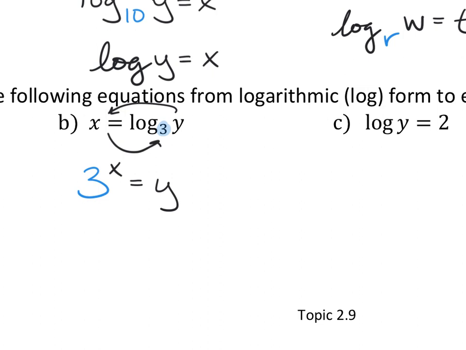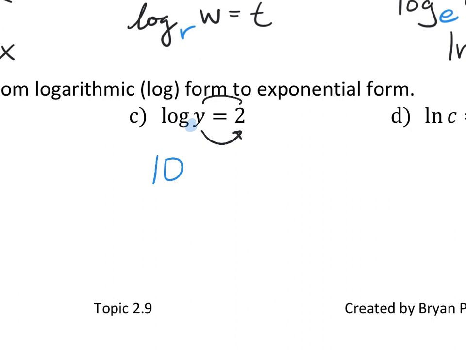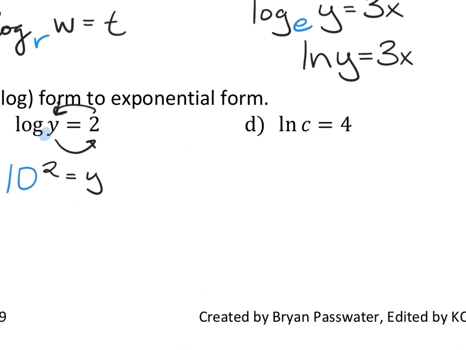For part C, what is the base? 10. I don't see it, and I do see log, so I know that base is going to be 10 since that's my common logarithm. And then I loop the other two. This would be 10 squared equal to y. And then last but not least, what is the base of D? E. That is my natural logarithm, which means my base is e, and then I loop the other two. So this is e to the 4th power equal to c.